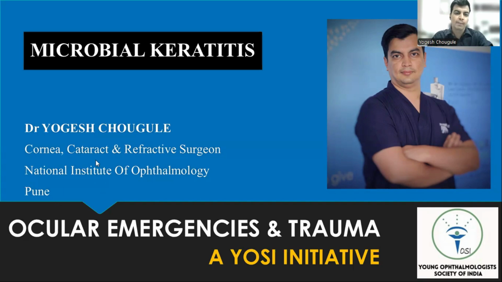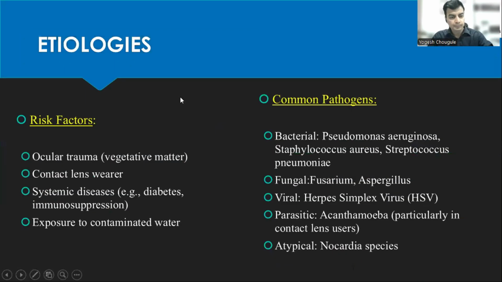I'll be discussing microbial keratitis now. Microbial keratitis can occur due to several risk factors. Ocular trauma, especially with vegetative matter, is the commonest cause. Contact lens wearers, particularly with overnight use or poor hygiene while wearing contact lenses, can develop microbial keratitis.